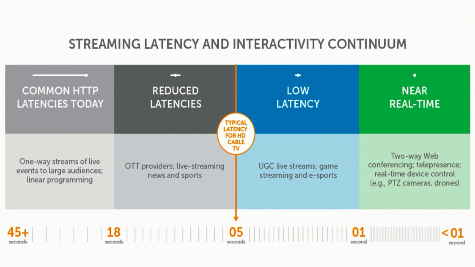Then we get into the low latency live streams on the right side of the chart. These might be for gaming, for example game streaming and esports. And then you get down to sub-second or near real time, way over on the right. Examples might be two-way web conferencing and some of the drones that are out there now, reporting back immediately.